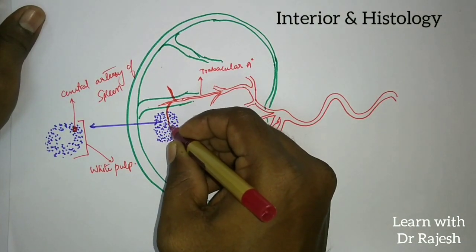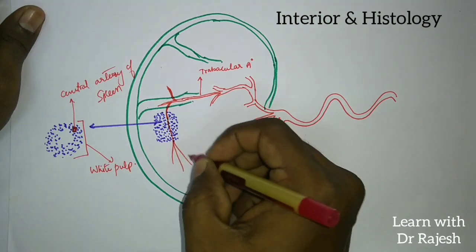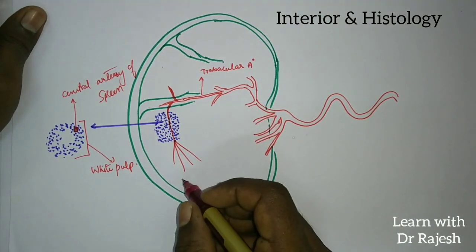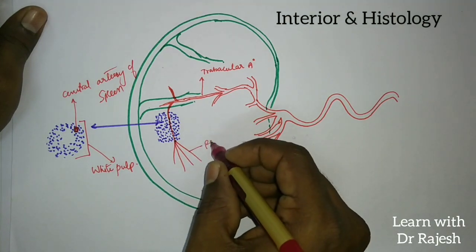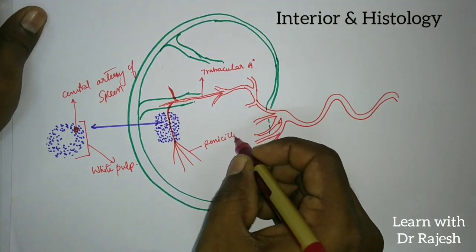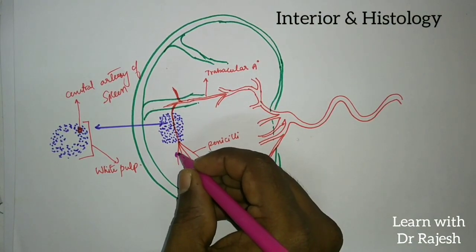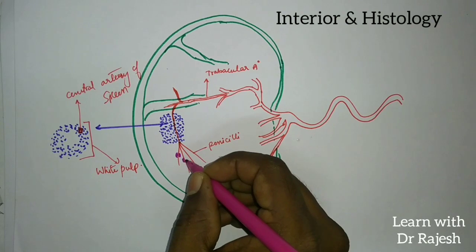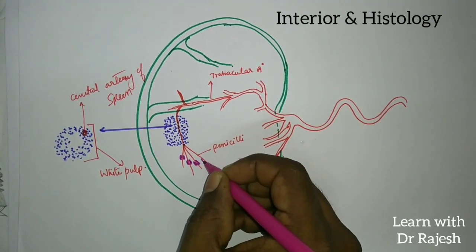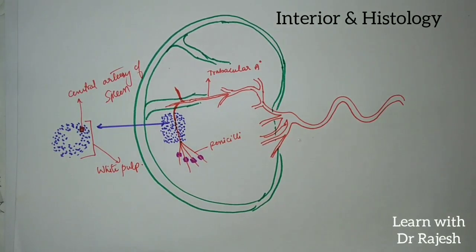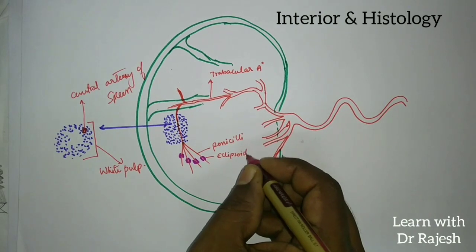After it is surrounded by the lymphocytes, it will divide into many straight arteries. These straight branches are called the penicilli. There are some localized thickenings present along the walls of the penicilli, called the ellipsoids.